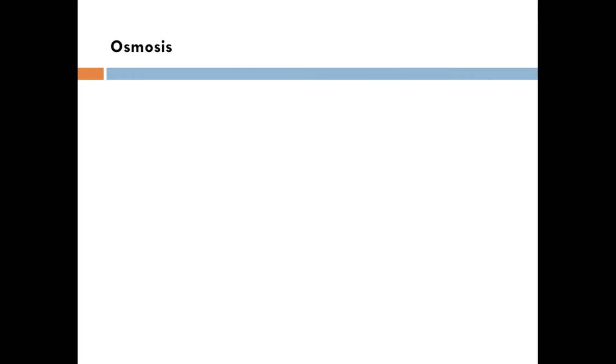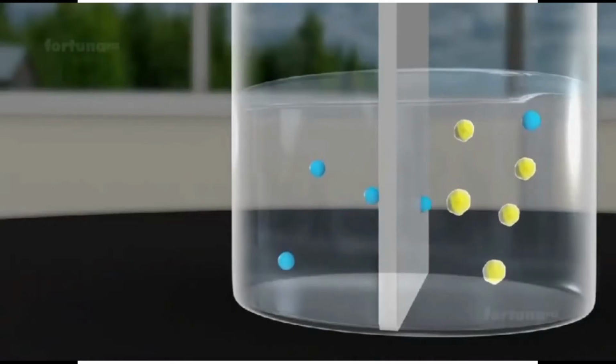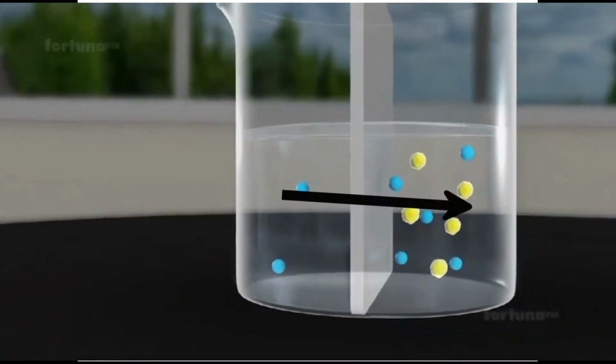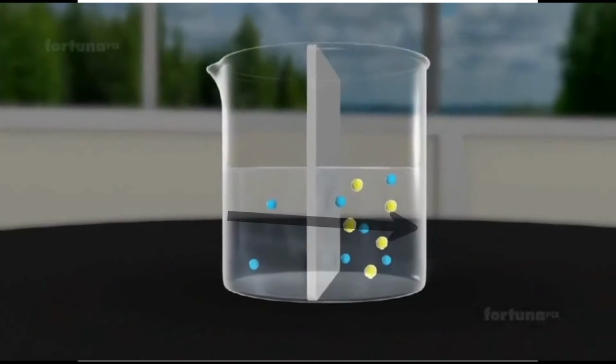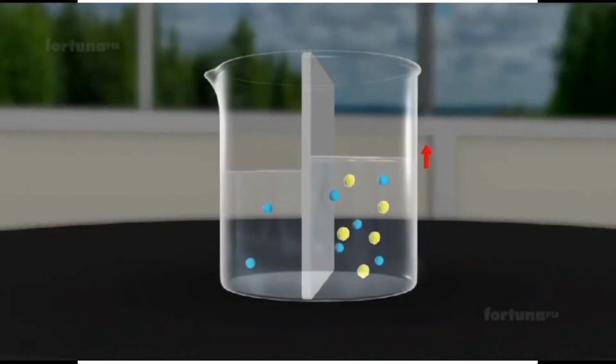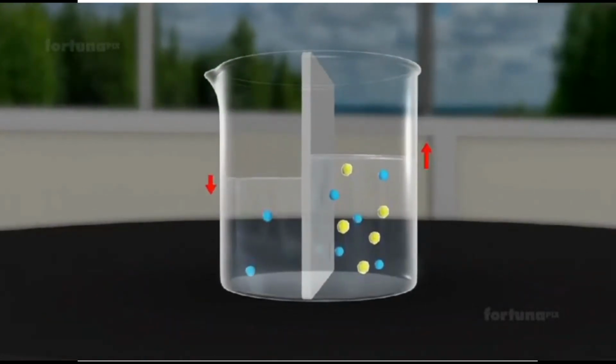Let's take a look at osmosis. What is osmosis? Osmosis is the movement of water molecules from their region of high concentration to their region of low concentration across a semi-permeable membrane. This is a specialized case of diffusion.